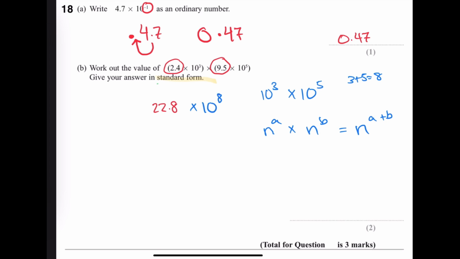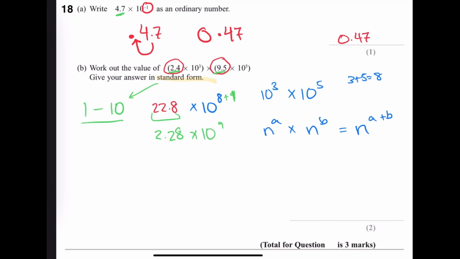However, with standard form, there are 2 things that need to be true so that we can say that it is in standard form. The first number, which is over here, has to be between 1 and 10. So right now it's 22.8, which is not correct. It needs to be between 1 and 10. So what we could do is we just divide it by 10 so that we get 2.28. And because we divide by 10, we just add 1 over here, so it'll be times 10 to the power of 9, which is the answer.